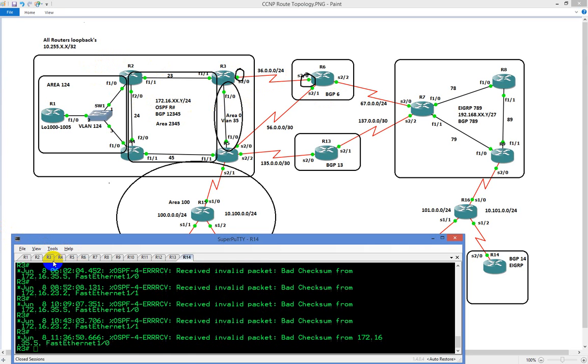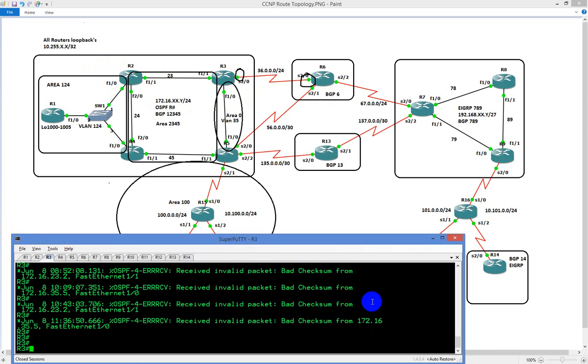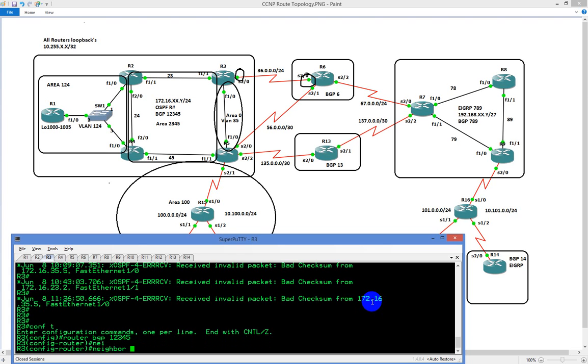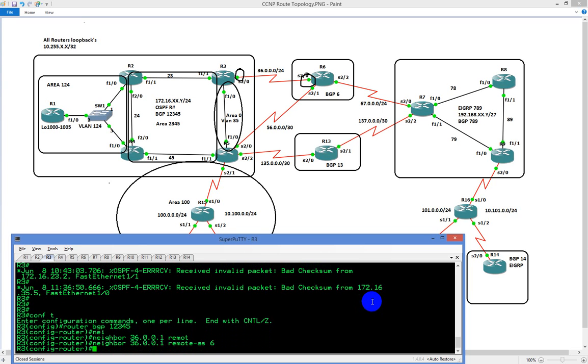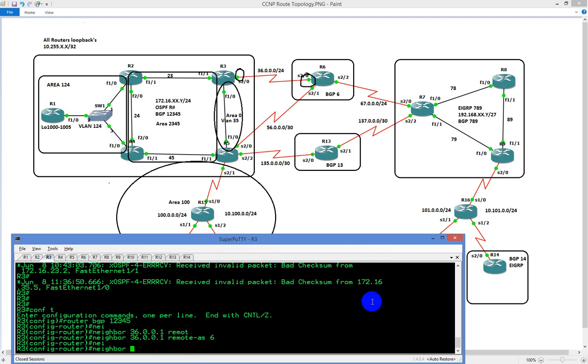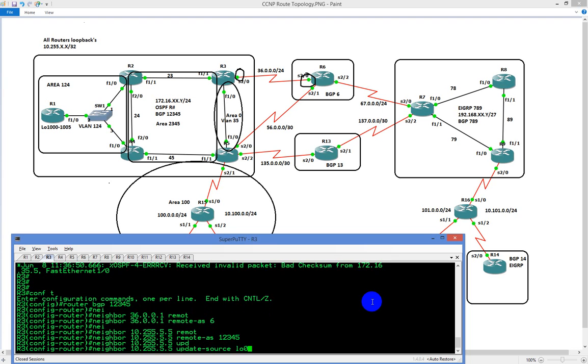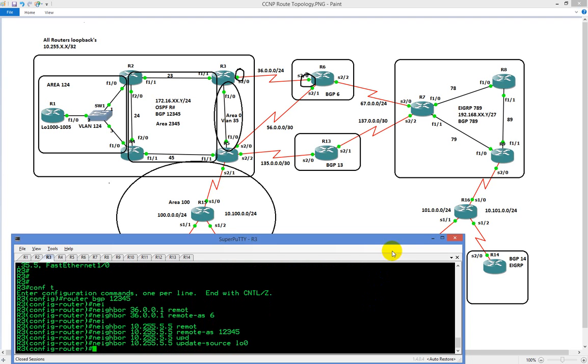I'm going to go to router 3, and you can disregard the OSPF stuff. I don't know why that's acting up on me. I'm going to go to global config and type in router BGP 1, 2, 3, 4, 5. I'm going to type in neighbor 36.0.0.1, remote AS of 6. I'm also going to type in neighbor 10.255.5.5, remote AS of 1, 2, 3, 4, 5. And on this one, I had to type in the update source. This would be my loopback 0. And that's all I'm going to do.